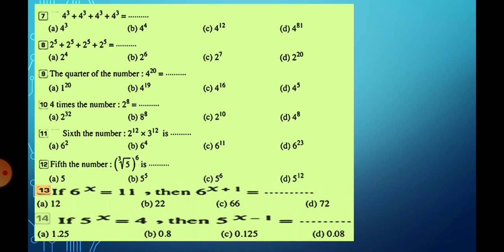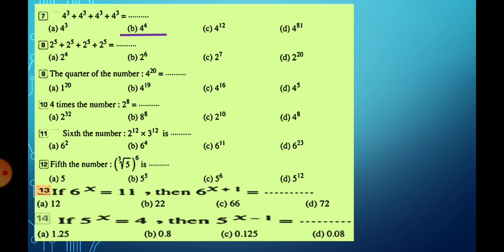4 to the power 3 plus 4 to the power 3 plus 4 to the power 3 plus 4 to the power 3. We add the numbers with the same bases and the same power. Then we can find the highest common factor, which is 4 to the power 3. Then we can write it as 4 to the power 3 times (1 plus 1 plus 1 plus 1), which equals 4 to the power 3 times 4. It will be 4 to the power 4.